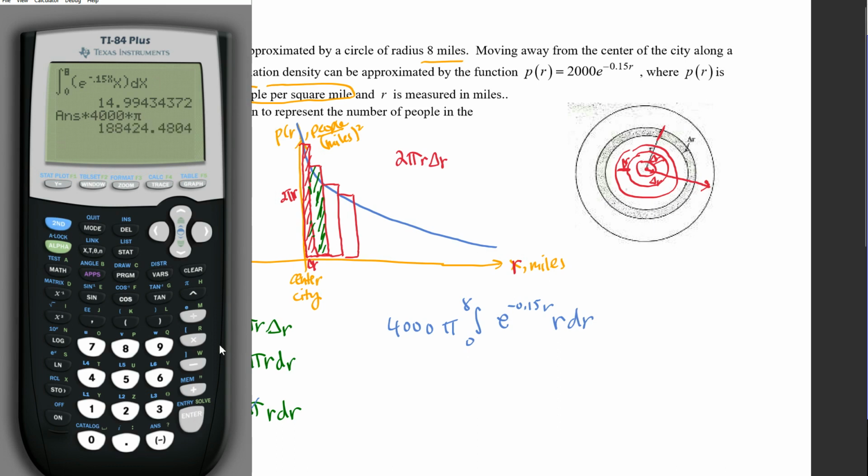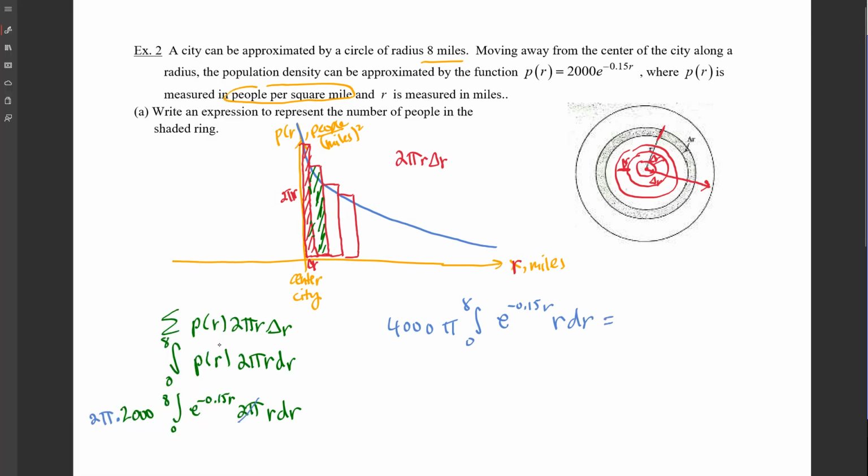And so this is the number of people. This is a population. So my answer is 188,424.480 people. And I know that I wouldn't have a 0.480 person unless that person was super short. So I would leave the answer like this just because it's a BC test and you always round to 3 decimal places unless they tell you otherwise.